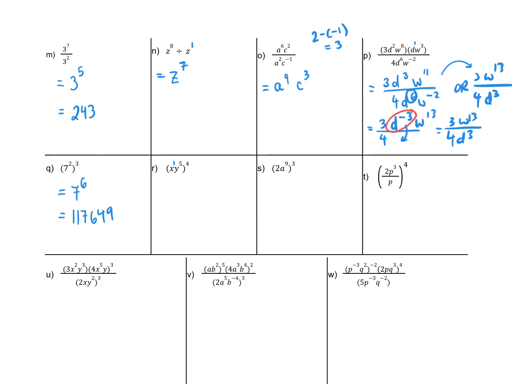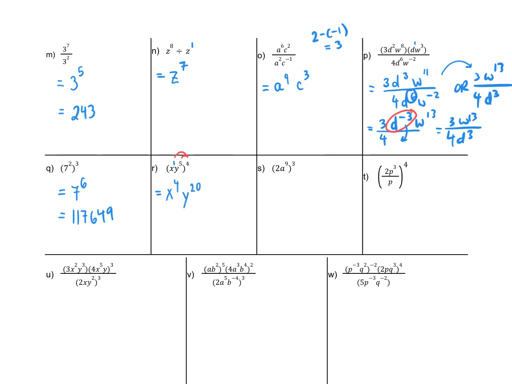Now, if I have multiple terms in my bracket, like x to the power of 1 and y to the power of 5, all of that is to the power of 4, I have to make sure I distribute that 4 to every variable in the bracket with multiplication. So for x, 1 times 4 is 4. For y, 5 times 4 is 20.